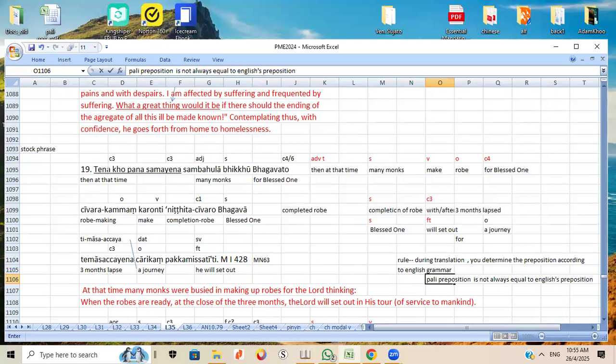Okay, you get what I mean? So that means during the translation you determine the preposition. Like this one, I determine, because it makes sense. So I put it in a bracket.